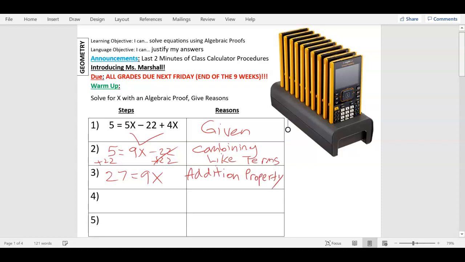So, getting near the end, I want x by itself. So the 9 in front of x, the coefficient that's being multiplied, what is the opposite? Okay, everyone with me? The opposite of multiplying, we divide by 9 on both sides. 27 over 9 is what? Okay, 3 equals x. And since I just divided on both sides, I put division property.